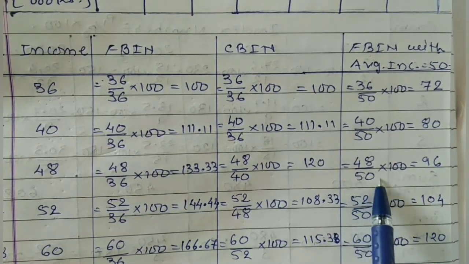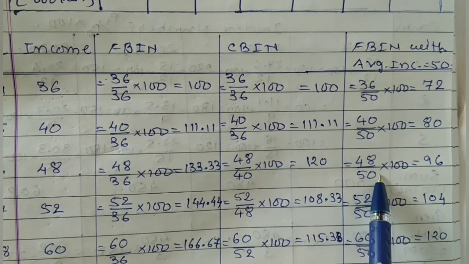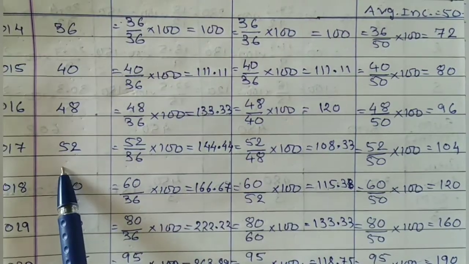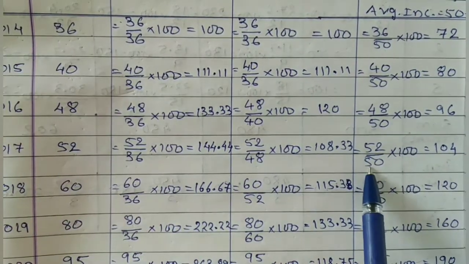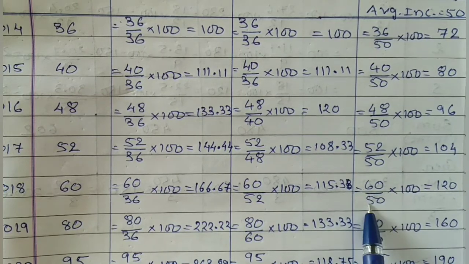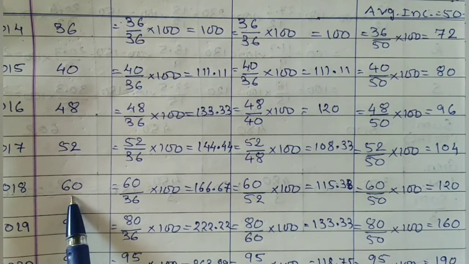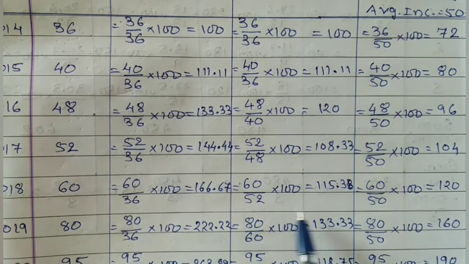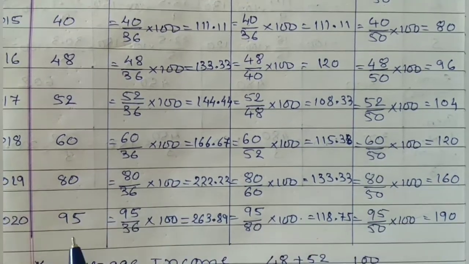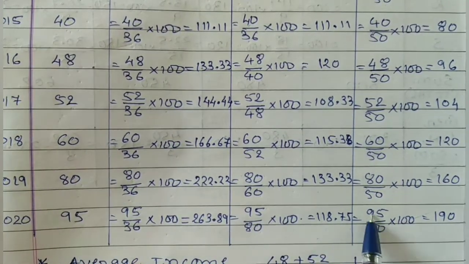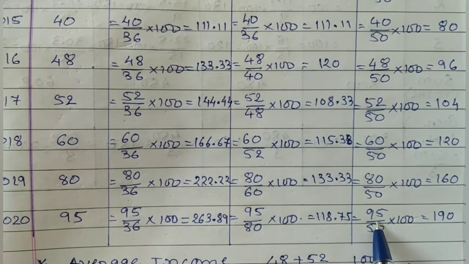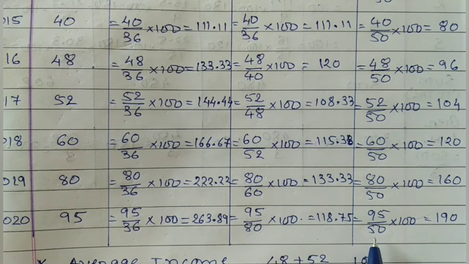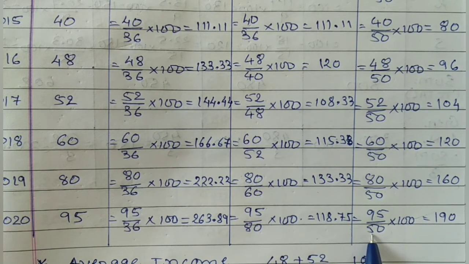See, average price is taken as base. So 48 upon 50 into 100. For 2017, 52 upon 50 into 100, 60 upon 50 into 100. Price of current year, that is 2018, that is 60 upon 50 into 100, 80 upon 50 into 100. And the last one, same way, 95 upon 50 into 100. 50 is the average price. Average price is taken as base, and that's why all the calculation has been done with that 50 rupees.